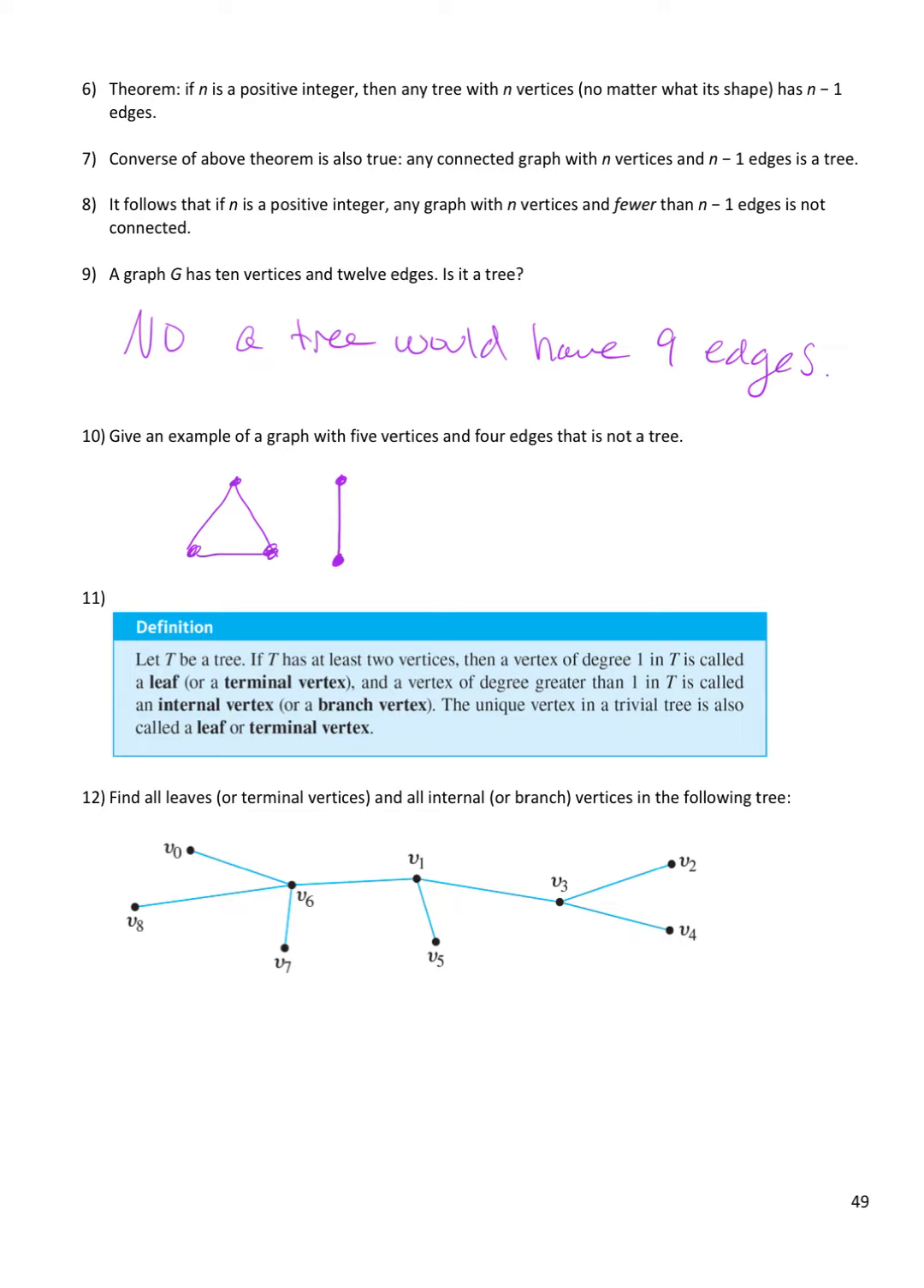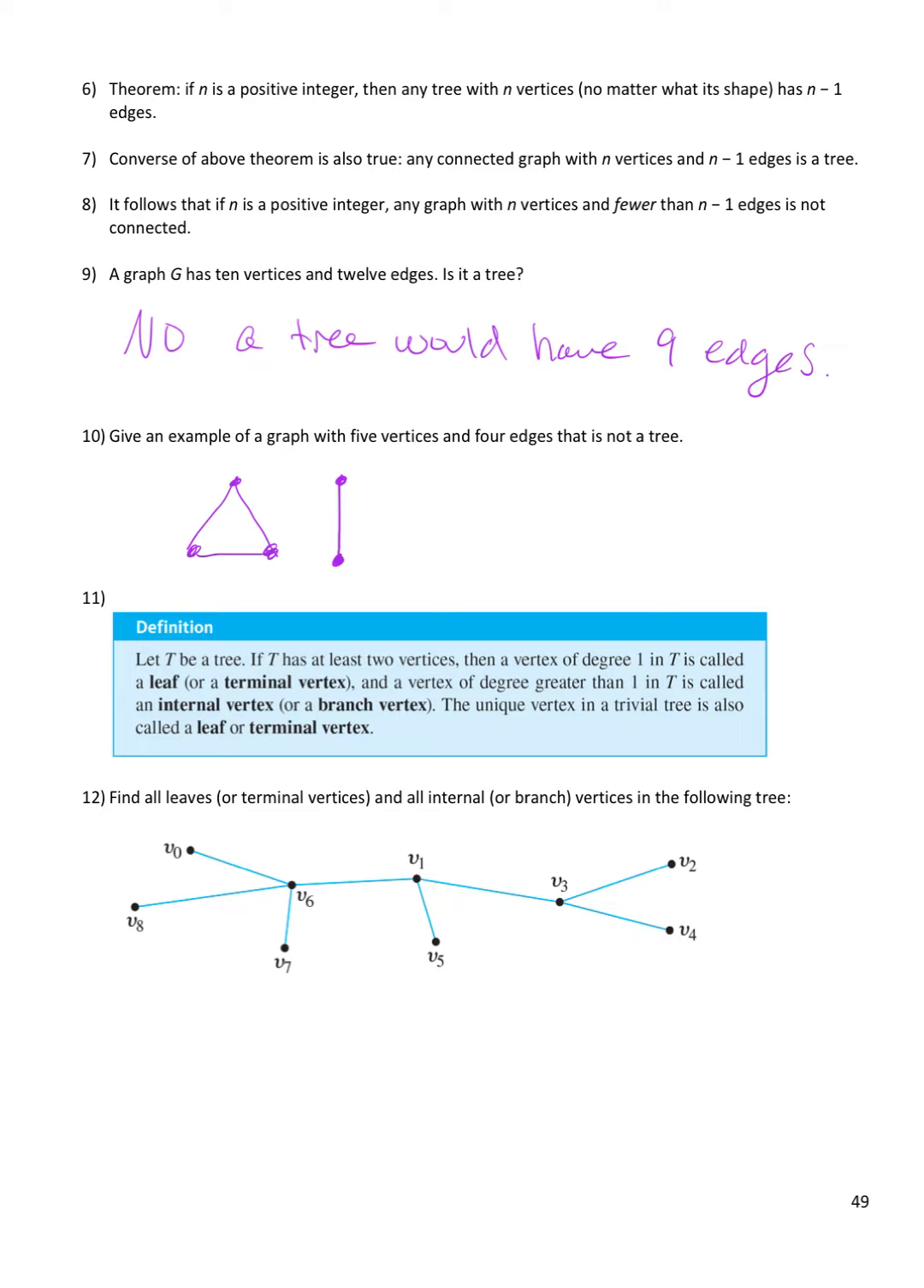Okay, so one more definition. We're going to let T be a tree. If T has at least 2 vertices, then a vertex of degree 1 in T is called a leaf or a terminal vertex. And a vertex that has degree greater than 1 is called an internal vertex or a branch vertex. And the single unique vertex in a trivial tree is called a leaf or a terminal vertex.